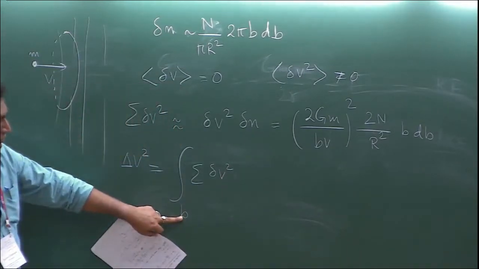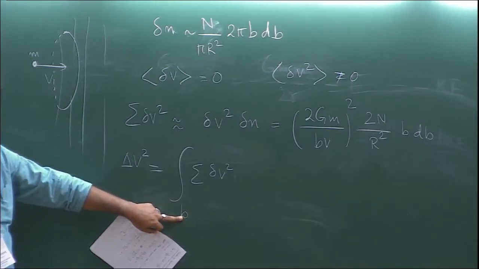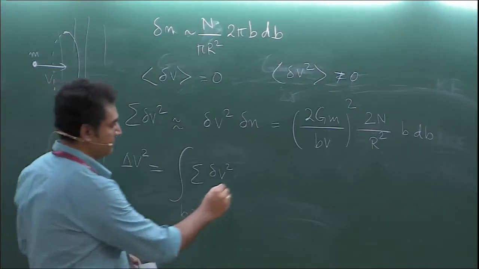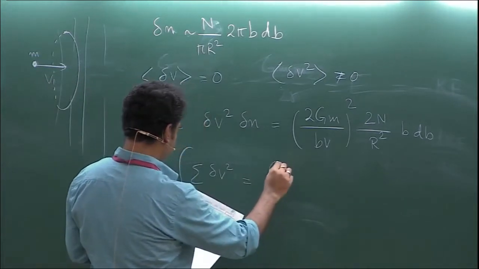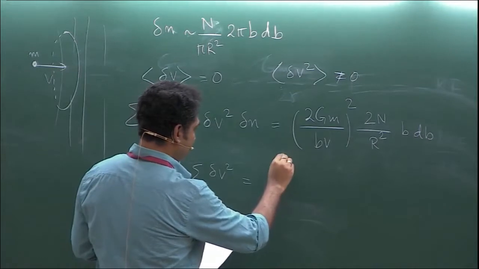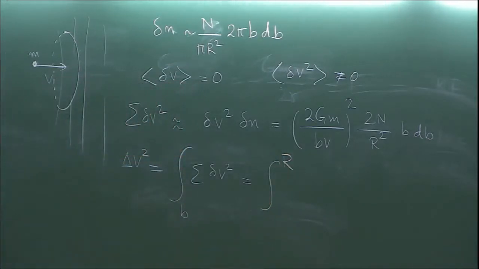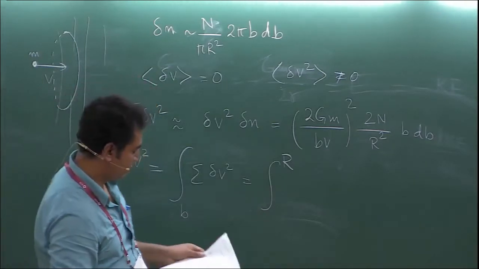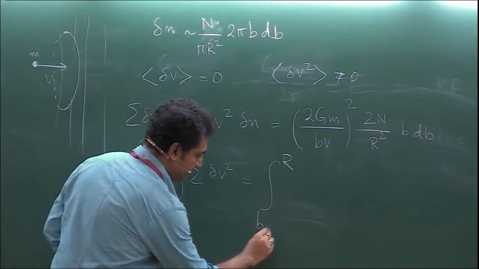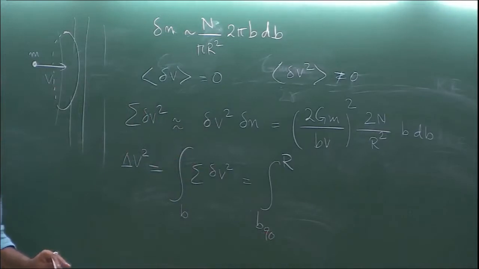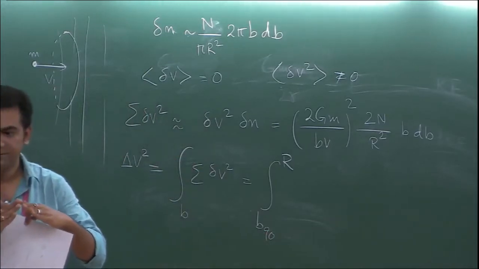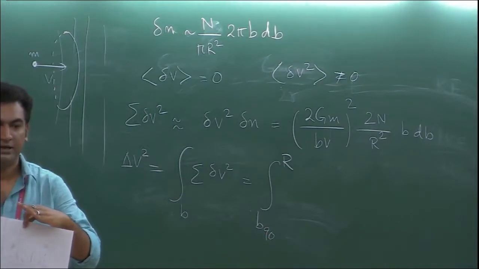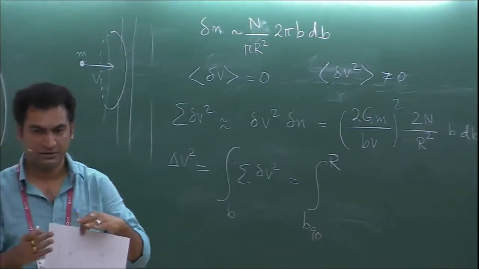So let's put some reasonable limits. Okay? The reasonable limit would be R, because we started from a distribution of stars within some volume of radius R. Now, what's the minimum limit? The minimum limit, let's call it B90. This is because if the deflection is very hard, then we want to resolve it in a different way.